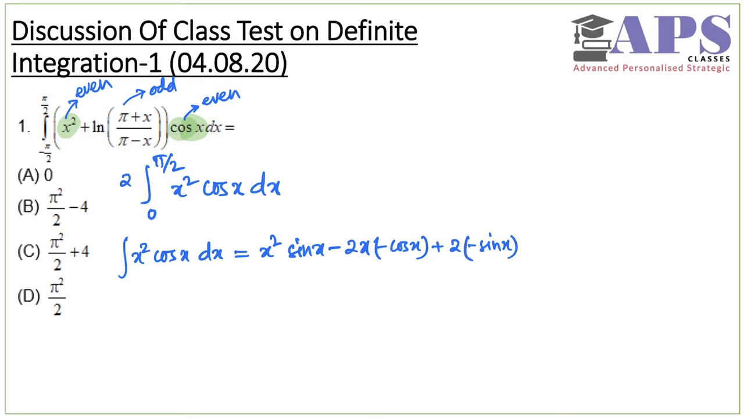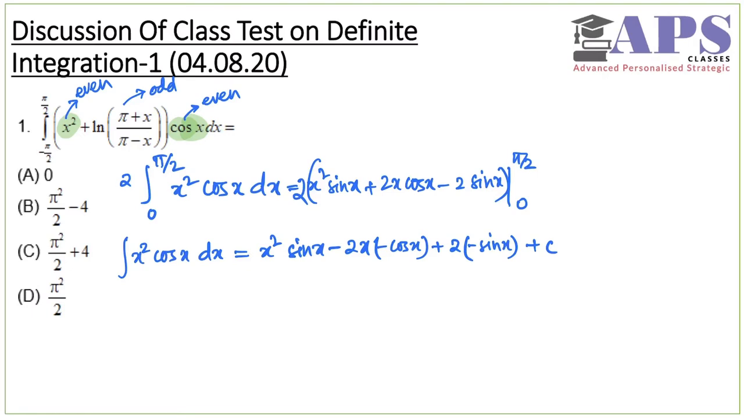So this is our indefinite integration, and if we want to use it in the definite integration, this will become x square sin x. Directly I can write plus 2x cos x minus 2 sin x, and then we put the limit 0 to pi by 2. Of course there will be a 2 outside.